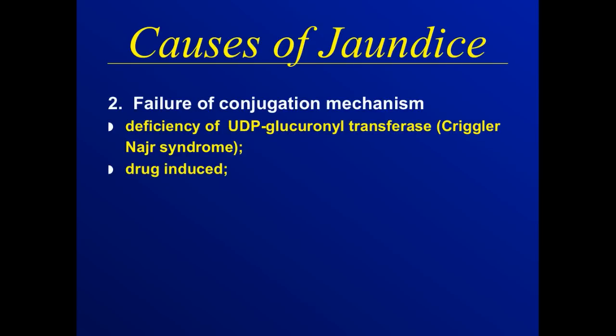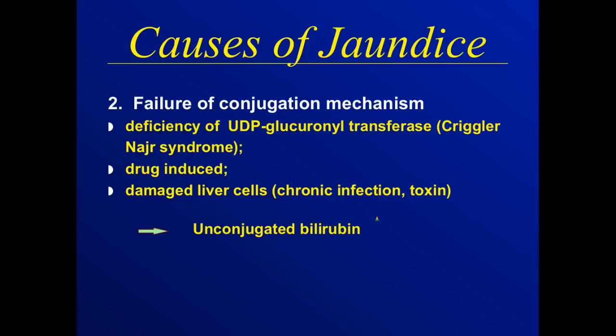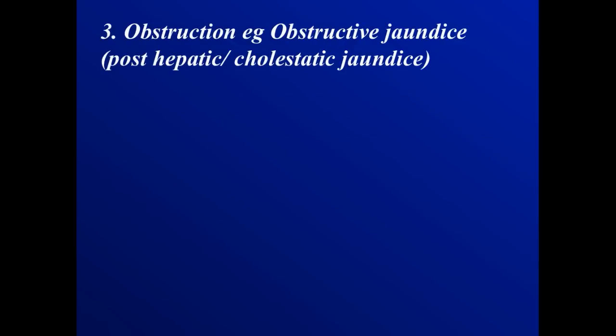Drugs can cause your red blood cells to lyse more than necessary, or they can even cause damage to the liver. And the liver is doing a lot of work trying to conjugate this drug. Damaged liver cells, for example, in chronic infection by virus or toxin. Toxin can be found in some food, or even in drugs. And then what happens in this case is that the unconjugated bilirubin will be high, because it cannot conjugate.